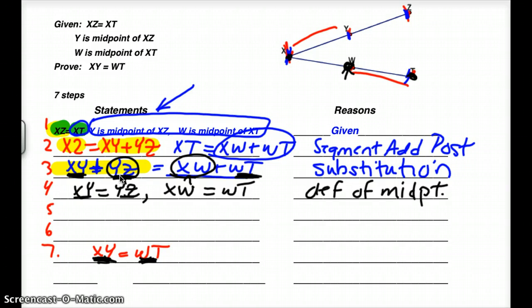So in my next line, I'm still going to have my xy. Plus, this yz is coming out, and this xy is going to take its place. This xw I want gone. Well, xw is the same thing as wt, so I'm going to write wt in the xw spot. I just did a substitution.